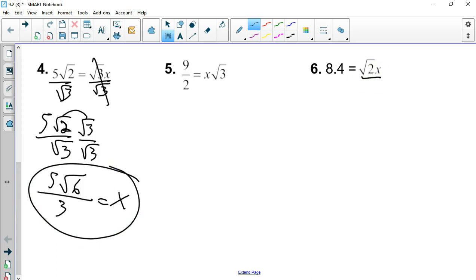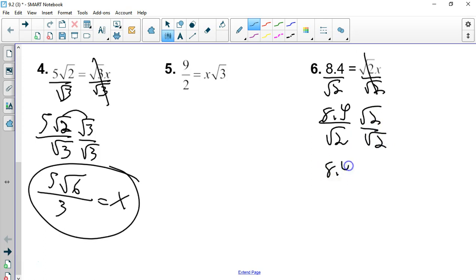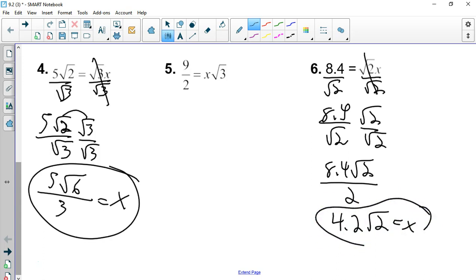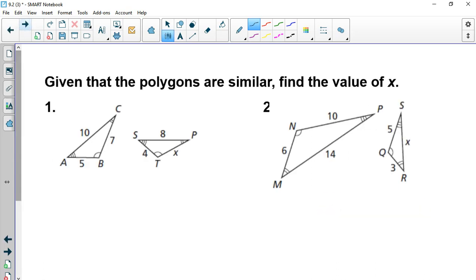Similar problem to what we've done here, this just has some decimals, so I'll just do this one. Radical 2. And that cancels here. Again, I cannot have a radical on the bottom. So I do radical 2 over radical 2. And that gives me 8.4 radical 2 over 2. But since 8.4 is divisible by 2, I can just put 4.2 radical 2 as my answer. That's it. Okay, we're going to do one of these.